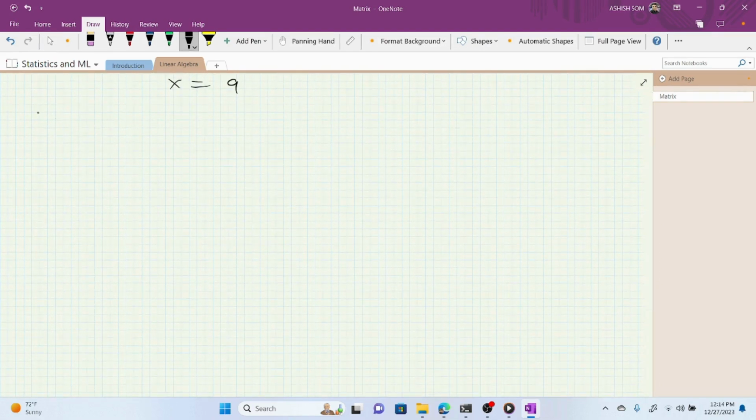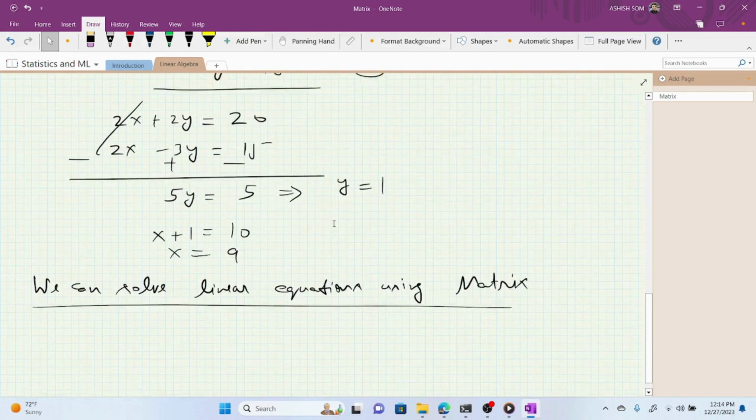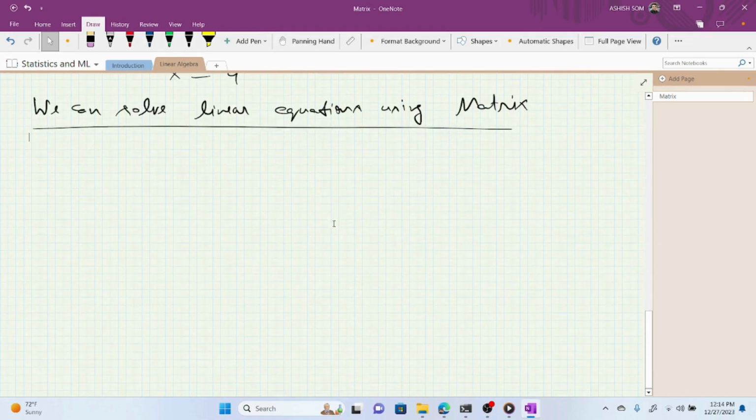So we can solve linear equations using matrix. So matrix, what we do, if I have the same equations, let's say x plus y equal to 10, 2x minus 3y equal to 15. So these equations are there, x plus y equal to 10, 2x minus 3y equal to 15.